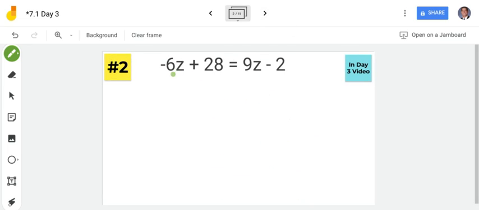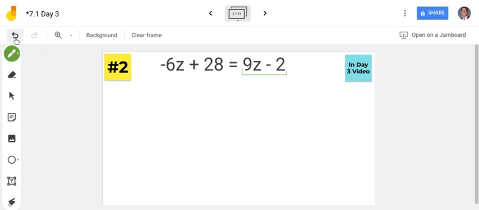Number 2, step 1, I look for parentheses. Do I see parentheses? No. Step 2, combine like terms. Over here, I have a negative 6z and a 28. Are those like terms? No. After I look left, then I look right. I have 9z and minus 2.